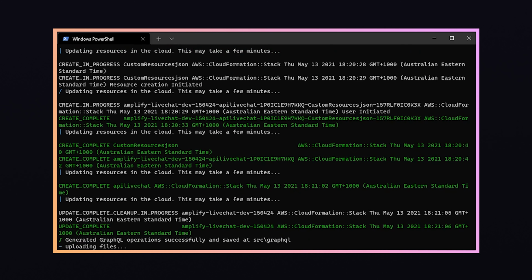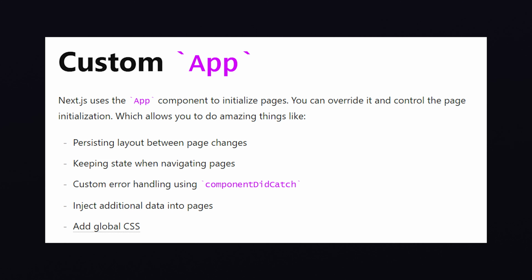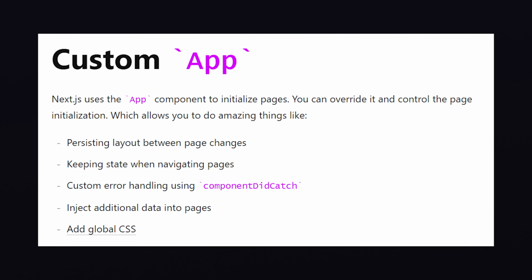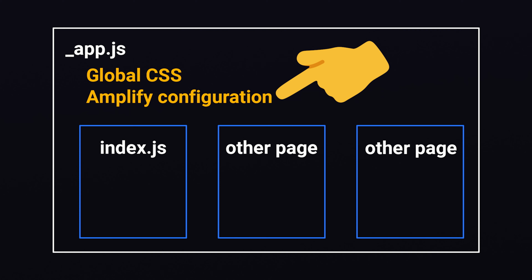Once that's done, we'll come back to our application and connect it on our front end. We'll be using Next.js's custom app in _app.js to configure our global CSS as well as configure AWS Amplify everywhere in our application.